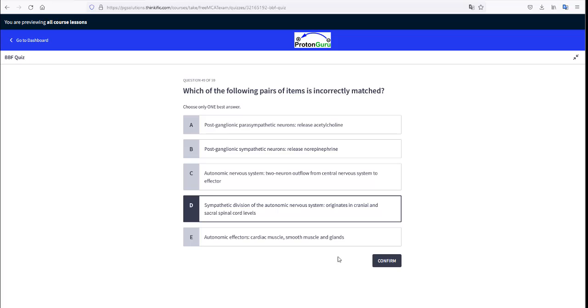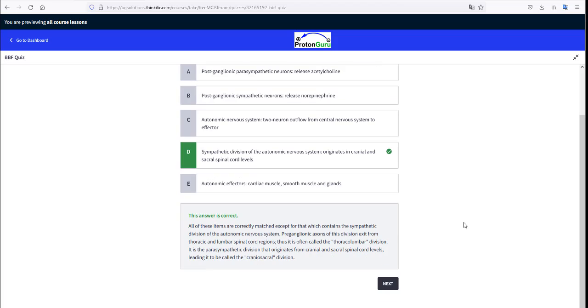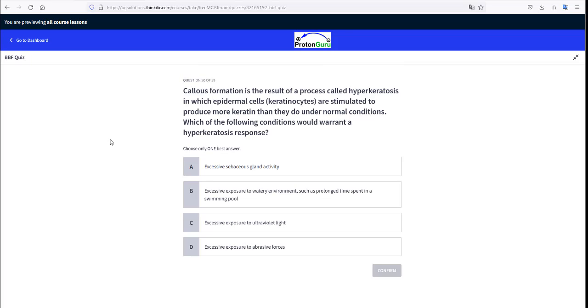These are all really high yield things for the MCAT. And it seems like D is the only one that is not at all correctly matched up in terms of where you have origination of this system. Here's something about callus formation.